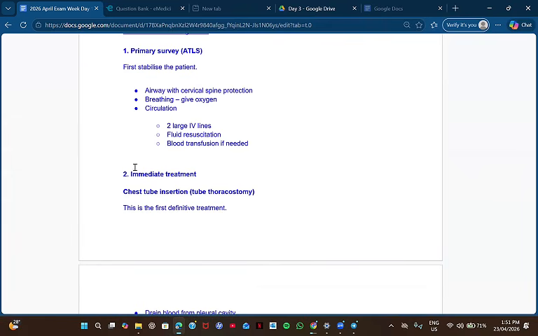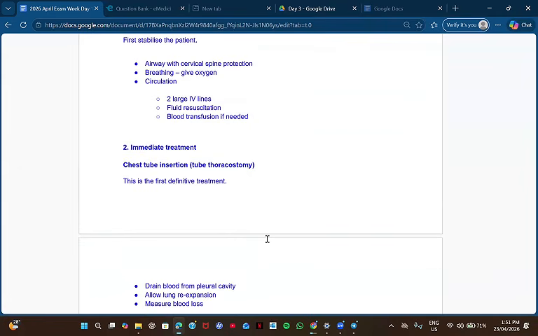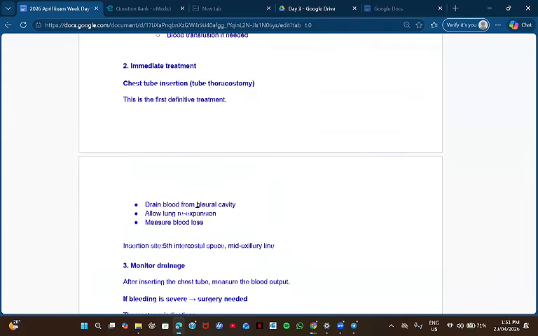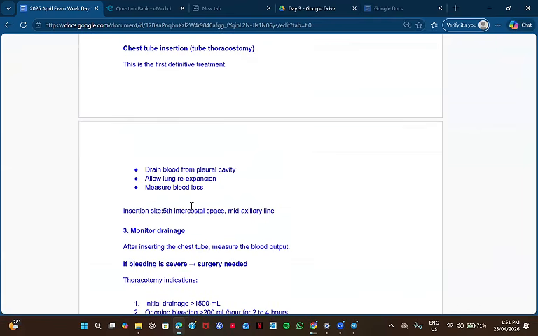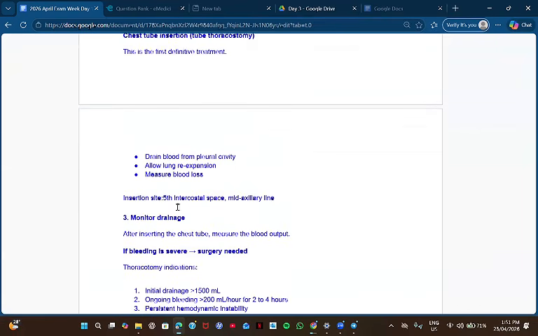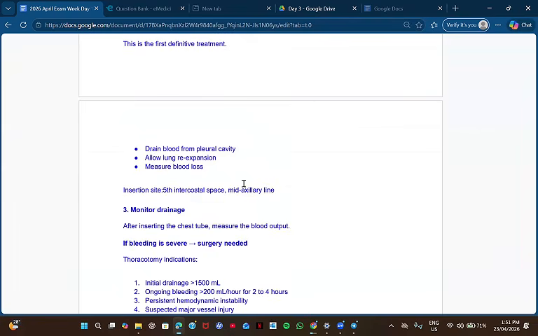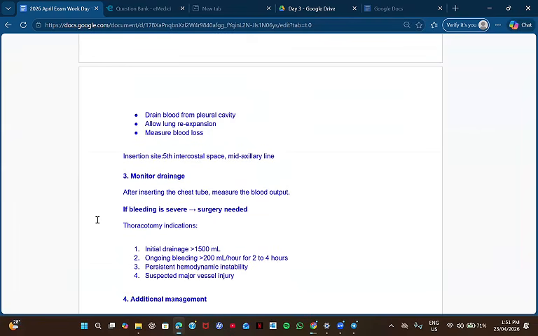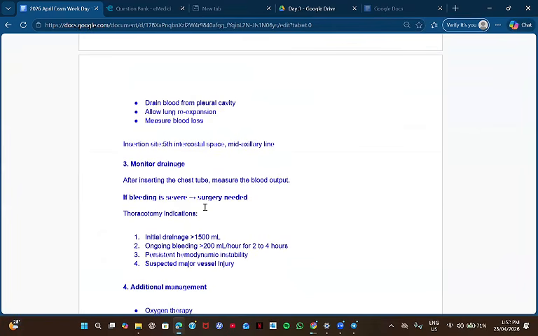Then the immediate treatment is chest tube insertion, or tube thoracostomy, right? This is the first definitive treatment, very important. It drains blood from the pleural cavity, allows lung re-expansion, and measures the blood loss. The site is the fifth intercostal space, mid-axillary line. Then you have to monitor the drainage. After inserting the chest tube, measure the blood output. If bleeding is severe, surgery is needed.